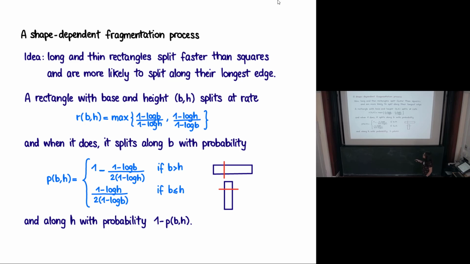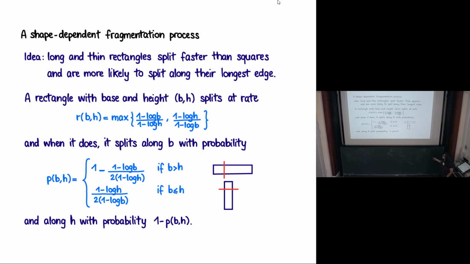And the same idea goes for the probability. So if you think that the height is much smaller than the base, then the log of the height would be large, so this probability is close to 1. And this is the probability of splitting along B. So in this case, we have a rectangle which is very long and short, and with probability close to 1, the smaller the height becomes, we will split it along the base. If B is smaller than H, so if the base is really small, then in the same way this probability will be close to 0, and so I will not choose to split along the base, but along the height. And this goes in a symmetrical way.